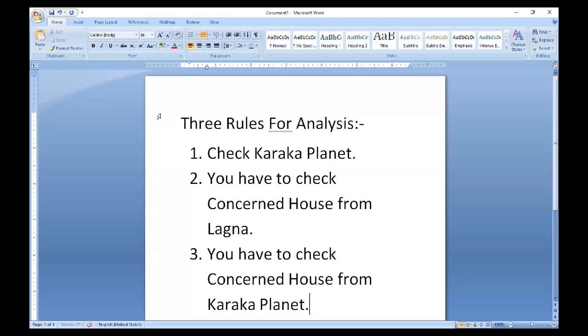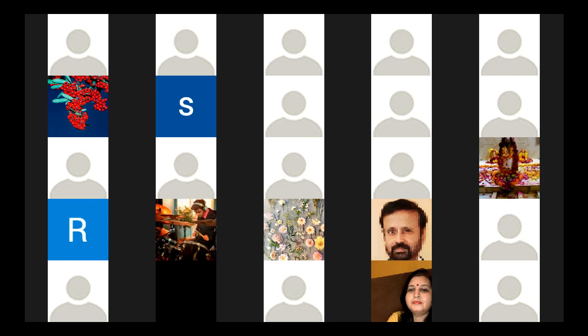Yes, Nati, you can unmute. I just want to expand on your rules there. I really appreciate you typing them; that makes me understand a lot clearer. When you say check, the check is checking for afflictions. So in my notes, the word check means check for afflictions of the Karaka planet, and of the concerned house from Lagna. Not only affliction, the malefic and benefic both. I wanted to expand on what I am checking.